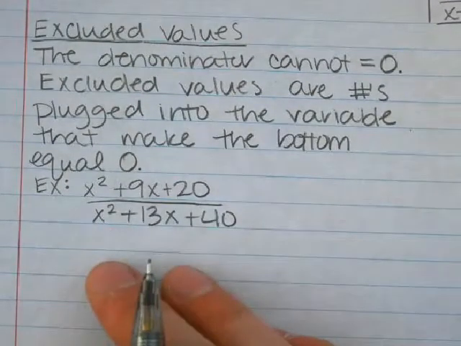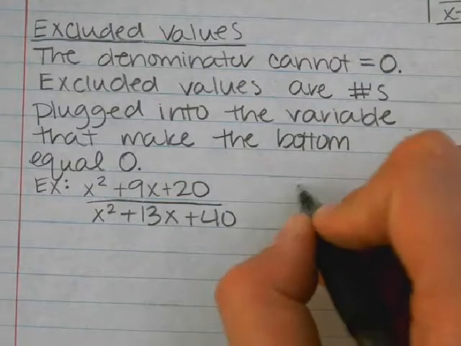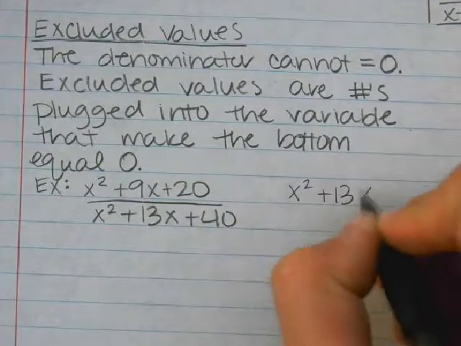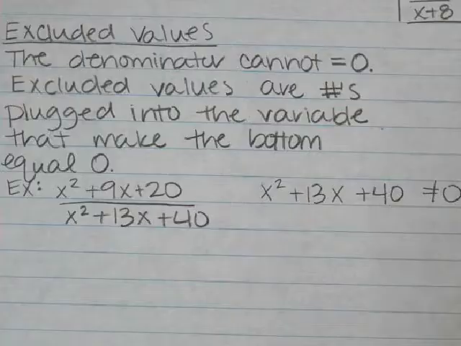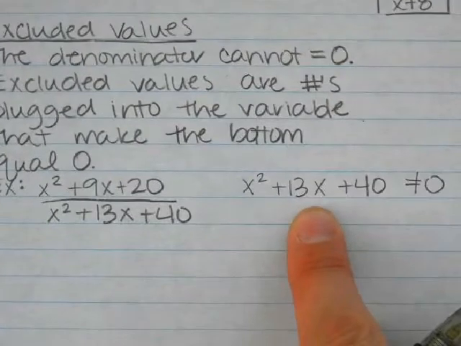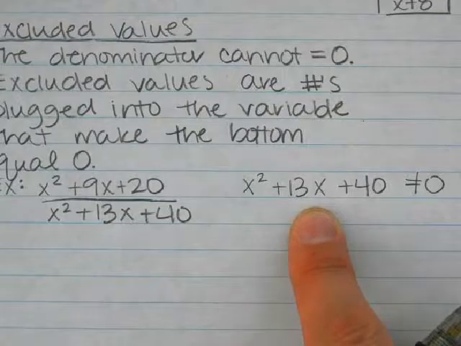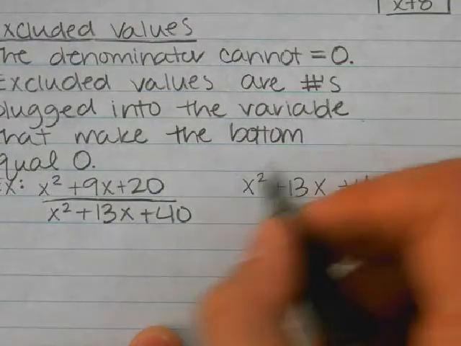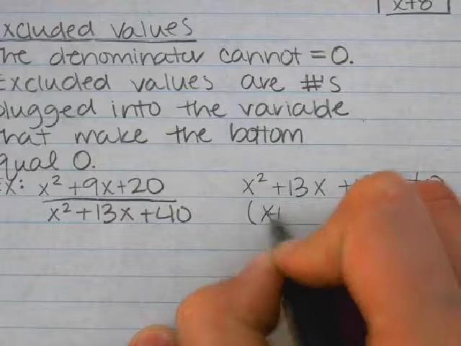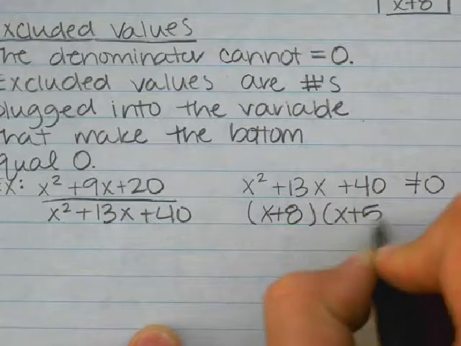All right. So we're going to take the bottom, and we're going to say that the bottom cannot equal 0. And we want to solve this equation for x because we want to know what's going to make it equal 0, so we can say, all right, don't use that. So how do I solve an equation that looks like this? Factor. We factor it, right? We already factored this equation. We don't have to do the work all over again. So the factors that we found were x plus 8 and x plus 5.